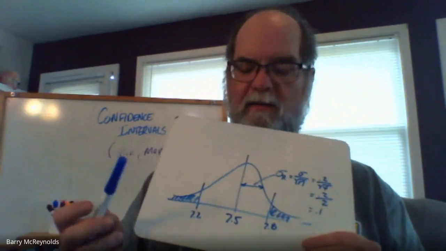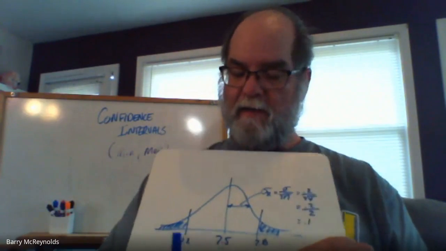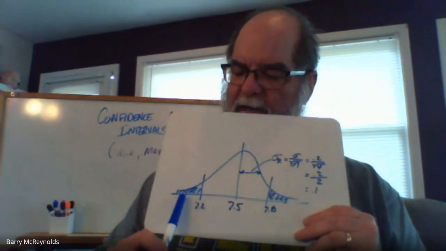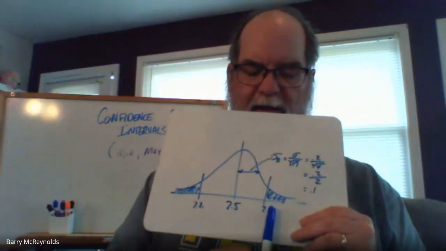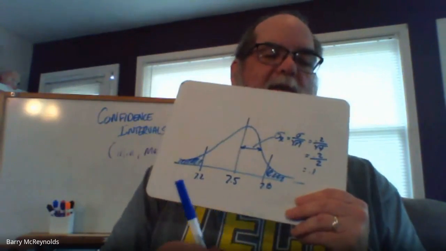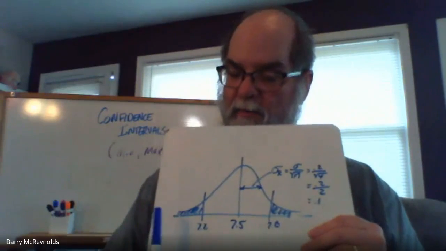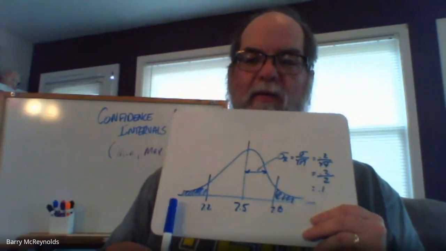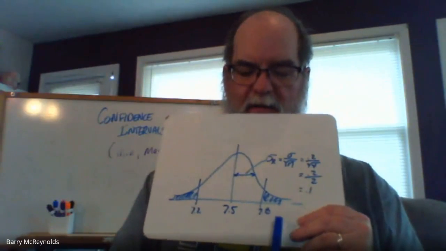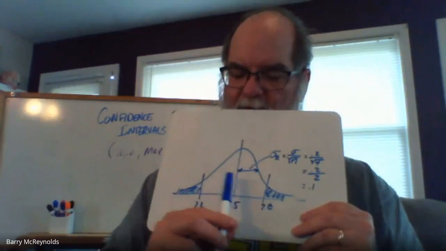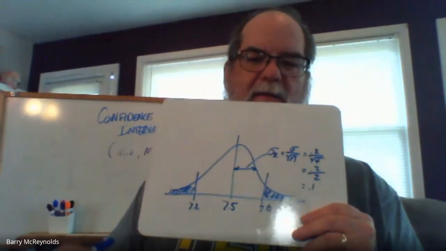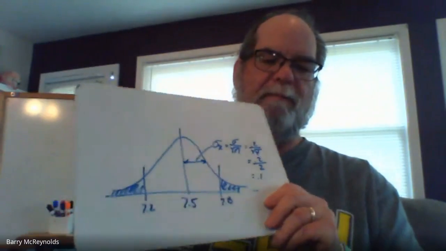Now, one thing you can look at here is that this is symmetric, right? So the area in this tail is going to be the same as the area in this tail. If I were going to use table A, I'd do the easy one. I'd do this one. Table A will give me this directly. And then just double it to get both of them because of symmetry. I know the area in this tail is the same as the area in that tail.